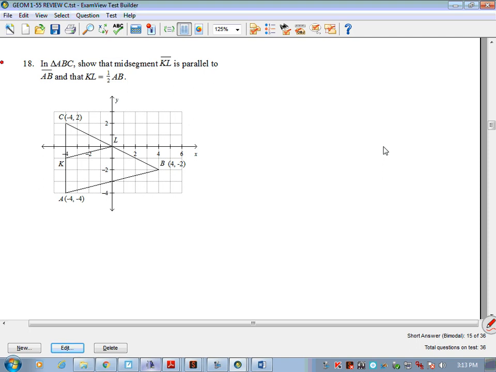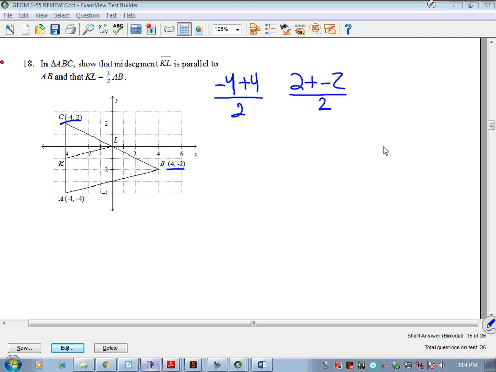It says in triangle ABC, show that mid-segment KL is parallel to AB and KL is 1/2 of AB. The first thing that they are going to do here in the answers is actually find the coordinates of L. Now, it's easy to see the coordinates of L just by looking at it. We know that it's going to be 0, 0, but they're actually going to ask us to check it against the midpoint formula. So I'm going to take the midpoint formula that we saw earlier in this review, and apply C and B coordinates to it. So -4 plus 4 divided by 2, and 2 plus -2 divided by 2.